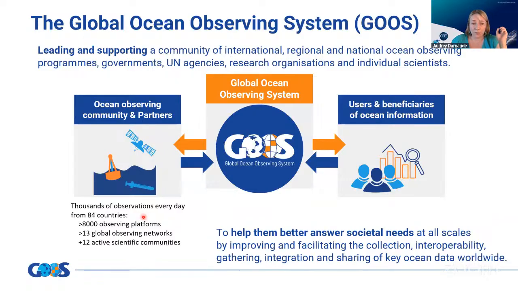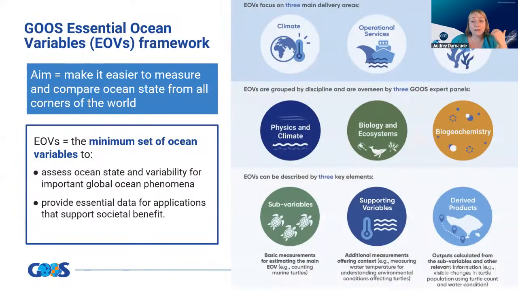And which gathers more than 8,000 observing platforms, 30 global observing networks, and 12 active scientific communities that study marine life and ecosystem. So in fact, it is the continued efforts to coordinate their work over the past decades that gave birth to what we call the Essential Ocean Variables, or EOVs framework, which aims to make it easier to measure and compare ocean state from all corners of the world.